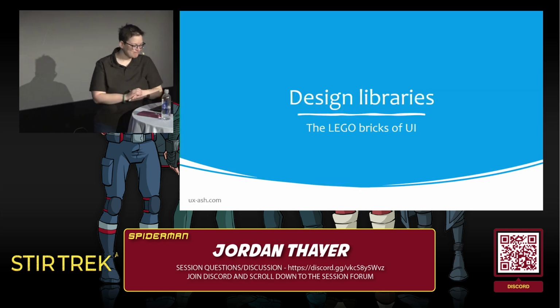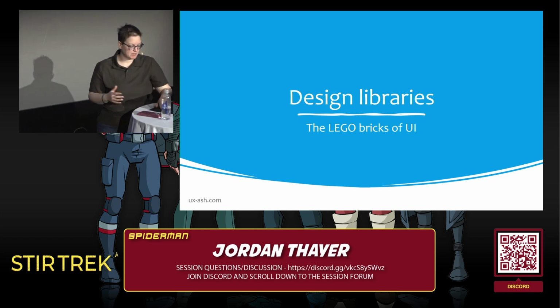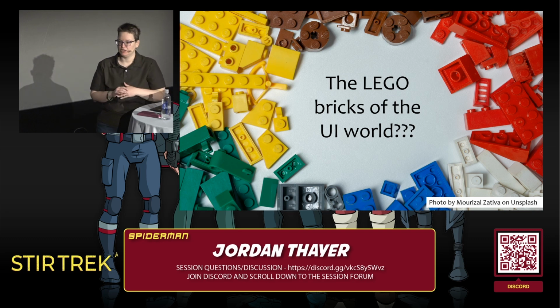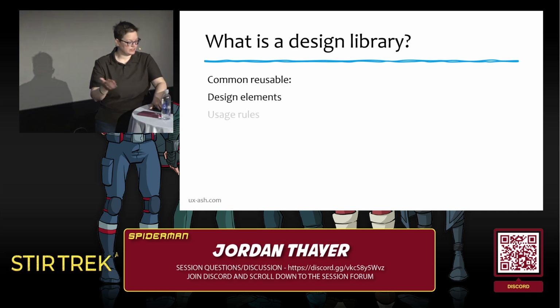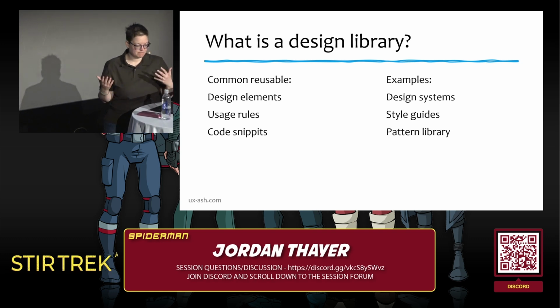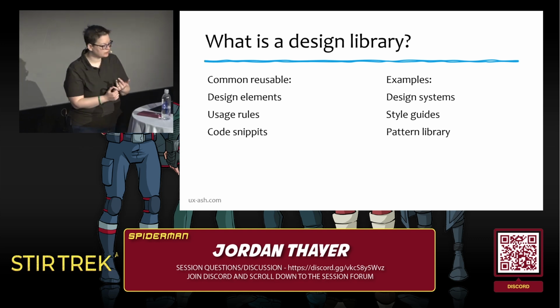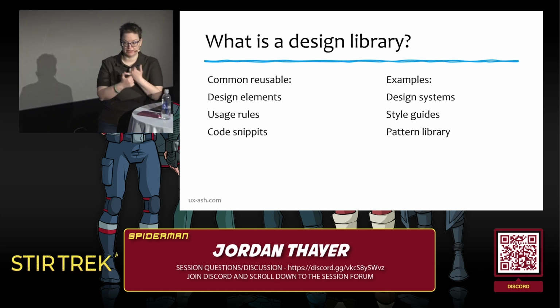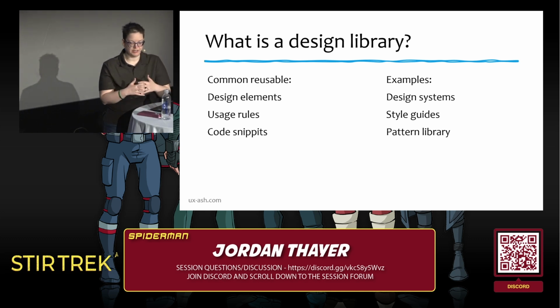All right. So design libraries help facilitate that UI because they're essentially the bricks, the Lego bricks of the UI world. And I would say they are just like Lego bricks. They are common and reusable. They're design elements, they have usage rules, they have code snippets, and you can see them in these design systems. You might have the Fluent design system or Material. You might have your own that you built in-house. They generally have some sort of style guides of how you're supposed to use it. You might have a branding guide, color guides to go along with them. And then you generally have a library of components.